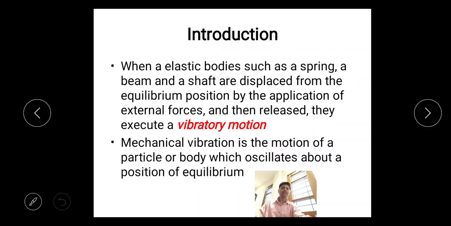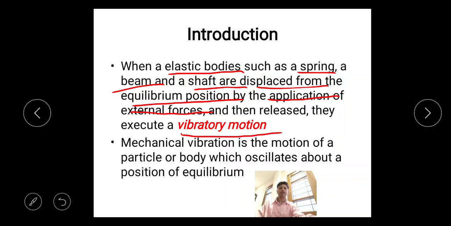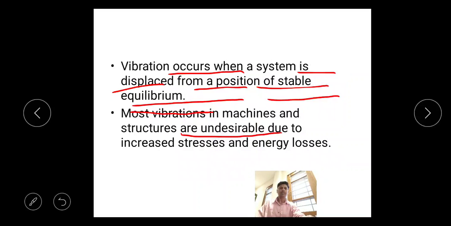So any elastic body such as a spring, beam or a shaft, when displaced from an equilibrium position by the application of force, is called as a vibratory motion. Okay, this thing we have discussed.